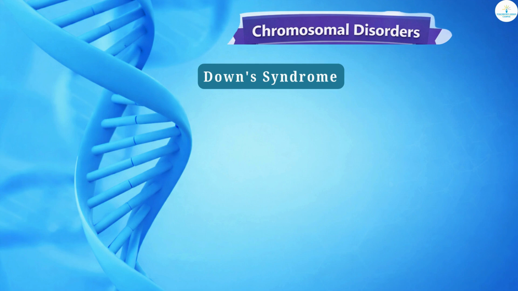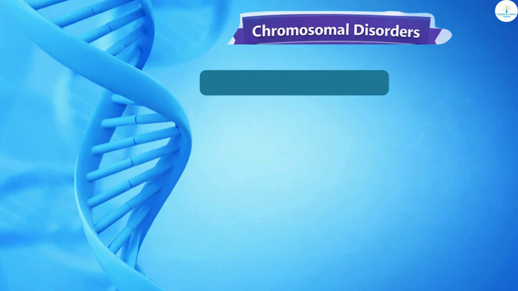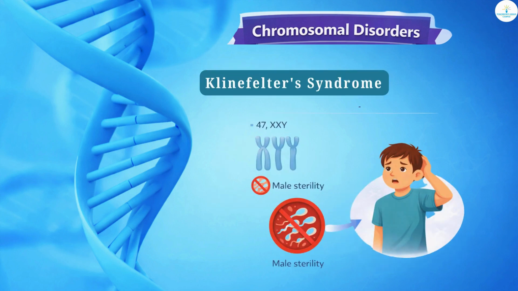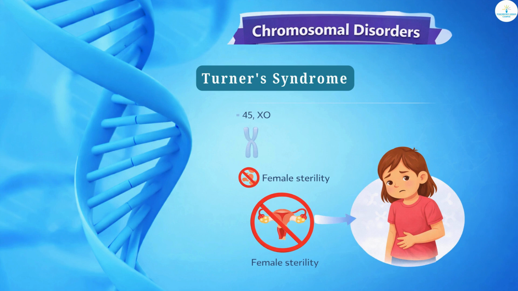Down syndrome is caused by the trisomy of chromosome 21, 47, XX plus 21 or 47, XY plus 21. Features include mental retardation, short stature, and a furrowed tongue. Klinefelter syndrome is caused by an extra X chromosome in males, 47, XXY. Affected individuals are sterile, with feminine development, gynecomastia. Turner syndrome is caused by the absence of one X chromosome in females, 45, XO. Affected females are sterile, with underdeveloped ovaries and short stature.